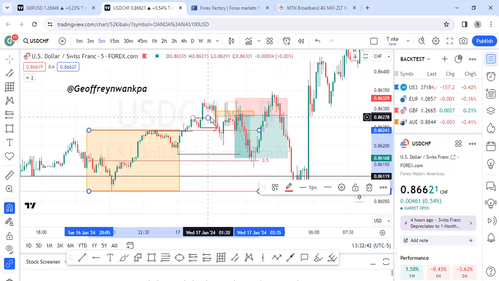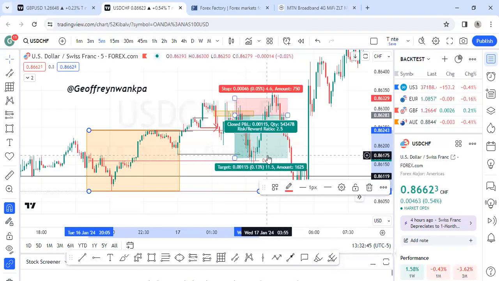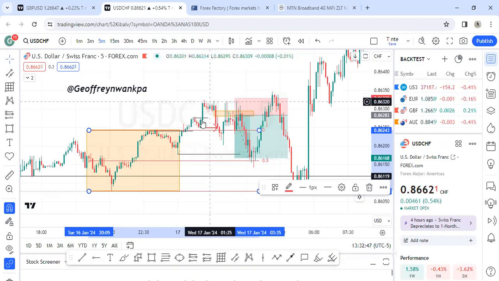So I just went short there. It was a beautiful trade. Bam, price hit my TP and reversed and then went higher, right? So that was essentially the trade idea.